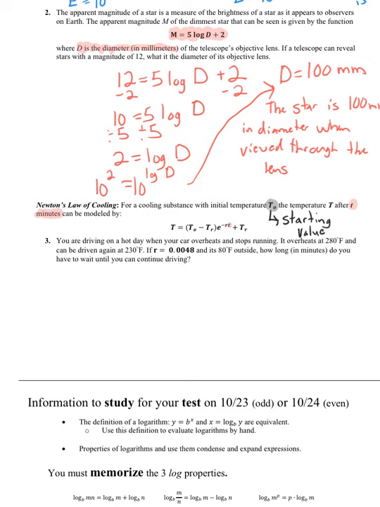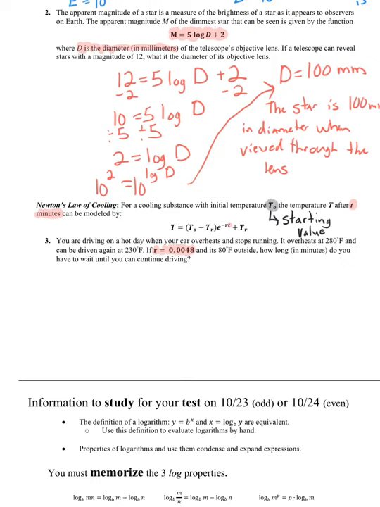So this problem says you're driving on a hot day when your car overheats and stops running. Your car overheats at 280 degrees Fahrenheit, and it can be driven again when the engine gets down to 230 degrees Fahrenheit. I give you this R value, which is just an arbitrary number that goes into the equation. And it's 80 degrees outside. How long in minutes do you have to wait until you can continue driving?